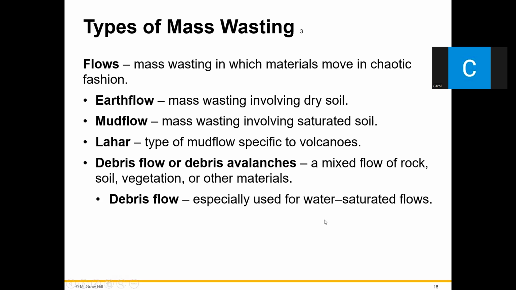Flows are kind of like slumps, but faster and much more dangerous. Like it says, it moves in a chaotic fashion. These usually happen when there's been a lot of rain or flooding of some kind, and it comes down very, very quickly. Depending on what it is, it's either an earth flow, a mud flow, or a debris flow, or they can be called debris avalanches. An avalanche is a type of flow, but with snow instead of rock.